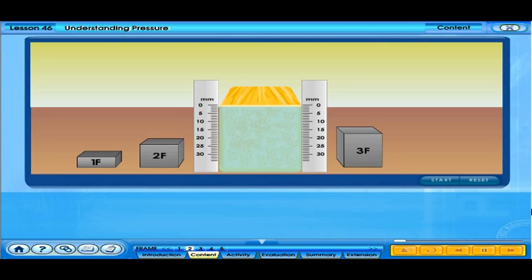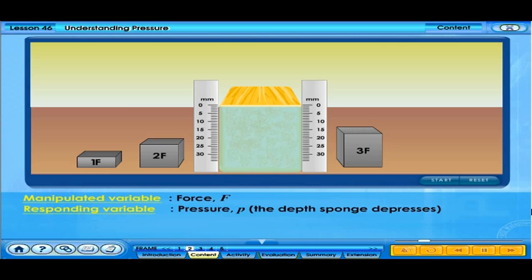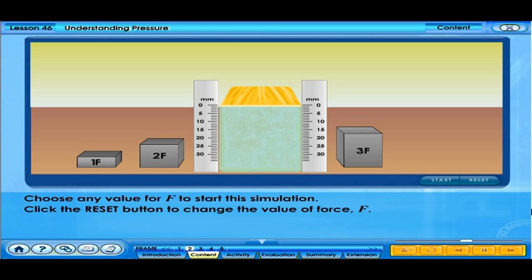The aim of this experiment is to find the relationship between force and pressure. The surface area in contact with the surface is kept constant. Force is the manipulated variable that can be changed by clicking on the three objects shown. The responding variable is the depth the sponge depresses. This represents pressure. Choose any value for F to start the simulation. Click the Reset button to change the value of force F.